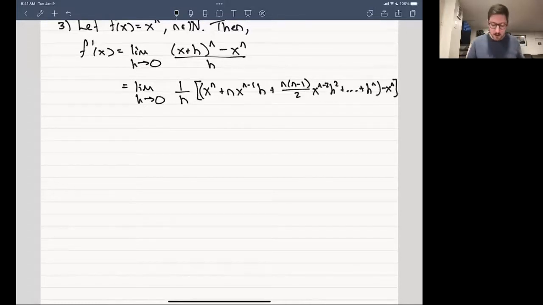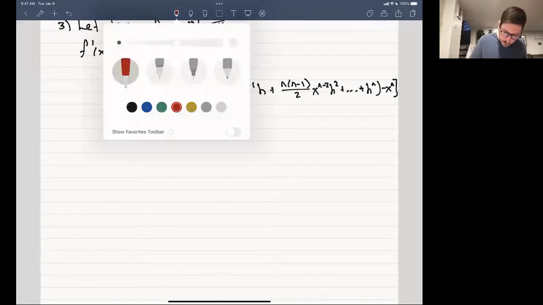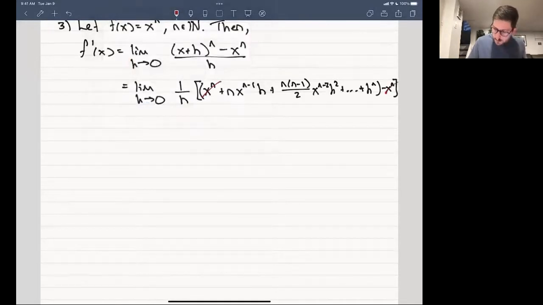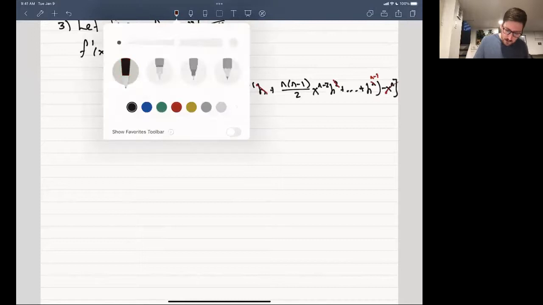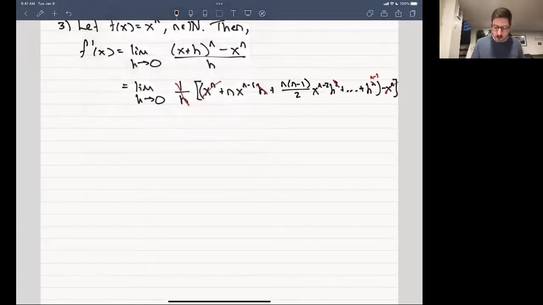But the important point is, first of all, the x to the power of n cancels. And you can see that this 1 over h cancels that h there, and likewise brings the h squared term down to h. And so you can see that the only term without an h in it is n times x to the n minus 1. Everything else disappears in the limit, which gives you n x to the n minus 1.